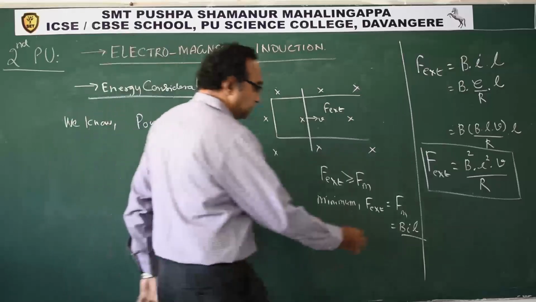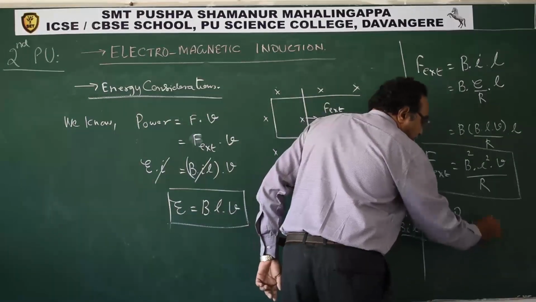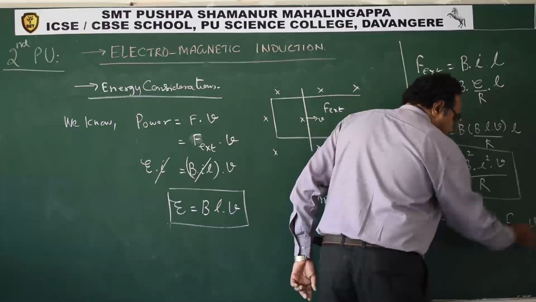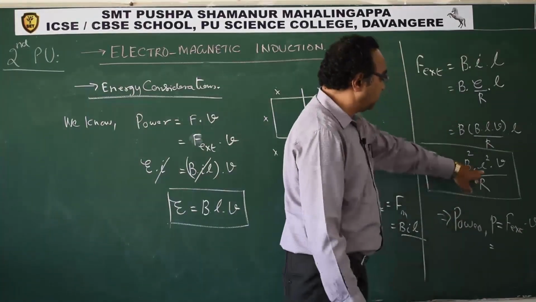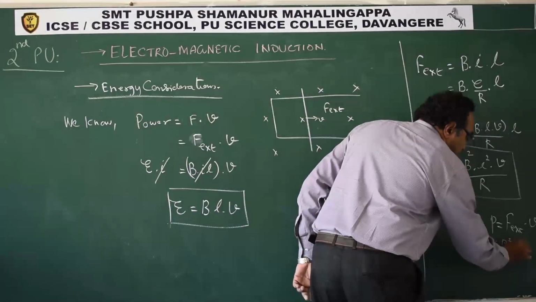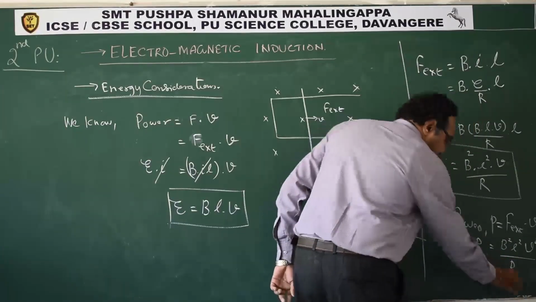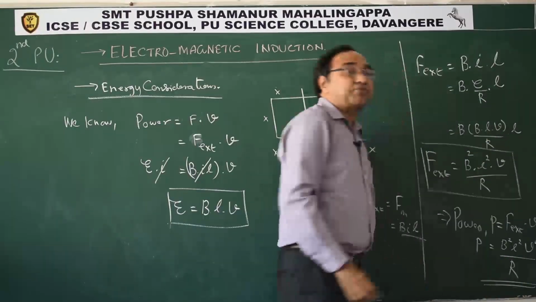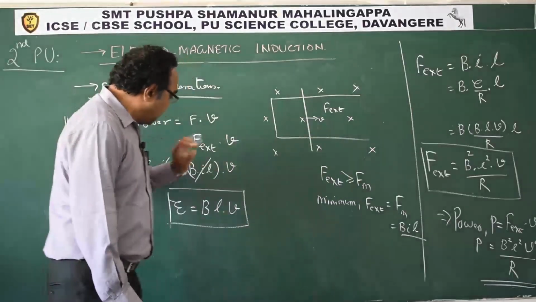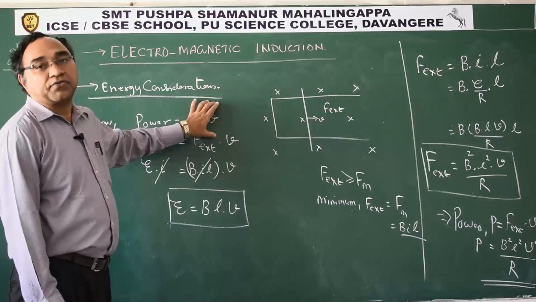So what you will get? So power P is F external into V. F external is what? B square L square. So what we get this as? B square L square V square by R. See how we can find out different parameters if we just know power is force into velocity.